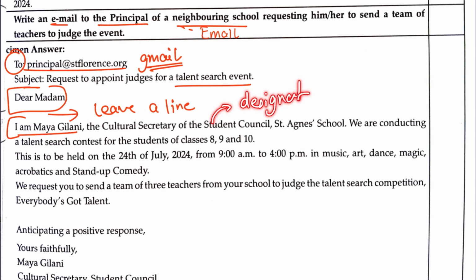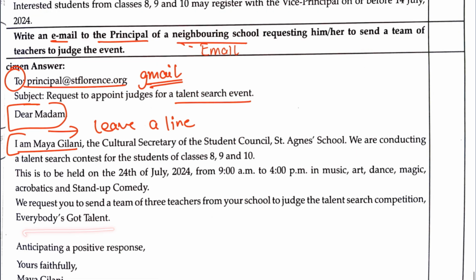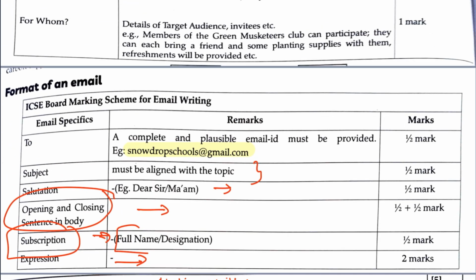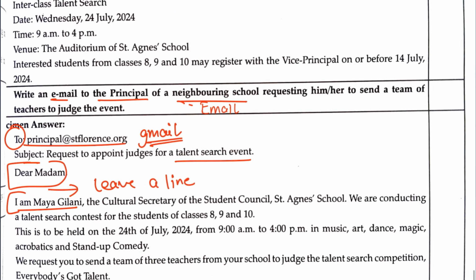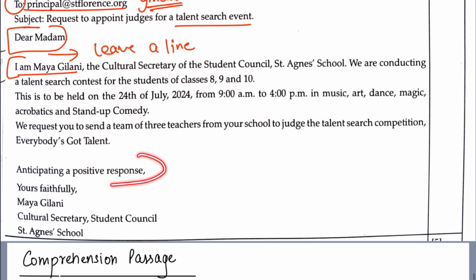We are conducting a talent search contest for the students of classes 8th, 9th and 10th. This is to be held on 24th of July 2024 from timing in music, art, dance, magic, acrobatics and stand-up comedy. We request you to send a team of 3 teachers from your school to judge the talent search competition. Everybody's got talent. So this is how you write the opening and the closing sentence. So this was your opening sentence and this is your closing sentence. Anticipating a positive response. Yours faithfully, your name and your designation.